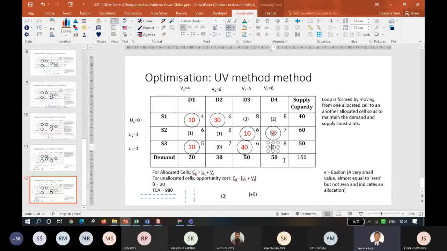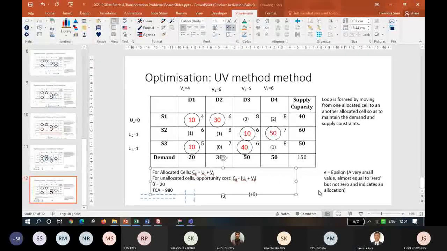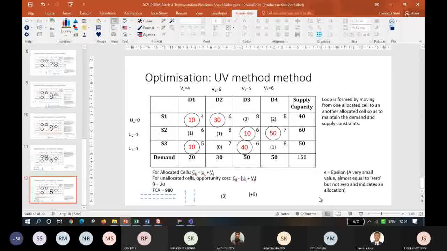So here it will be how much? 8 minus 1 plus 6. 1 plus 6 is 7. 8 minus 7 is 1. All values are positive, so that means this is an optimal solution.